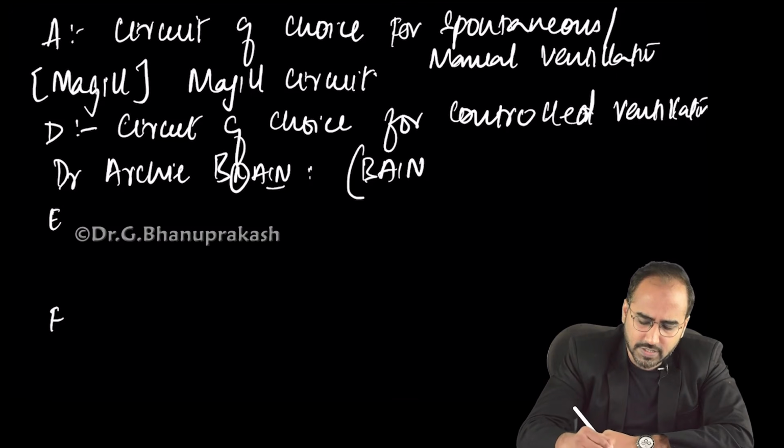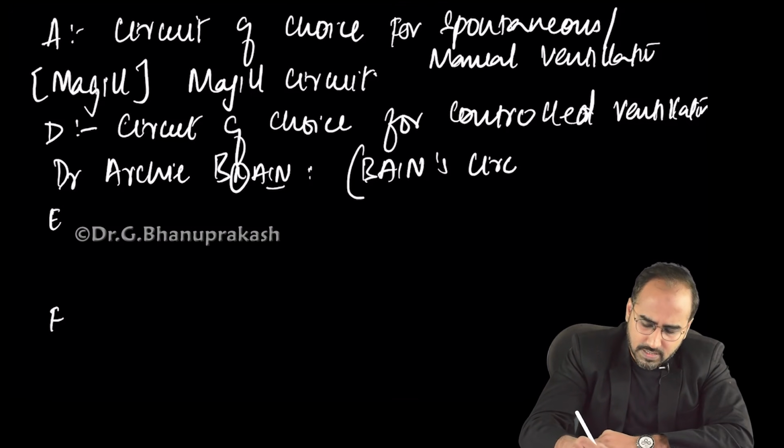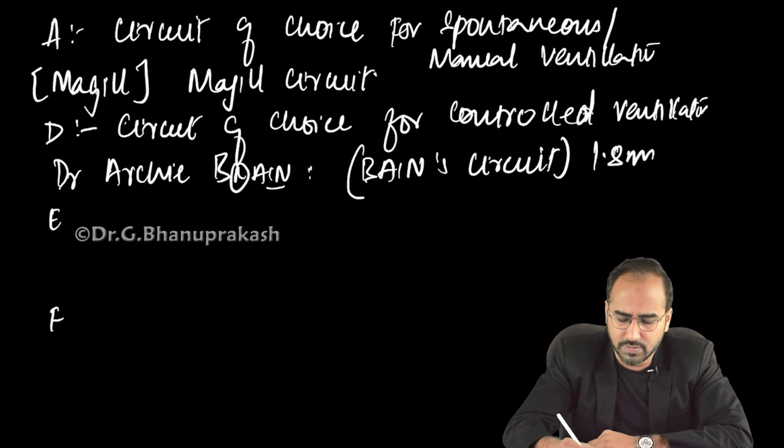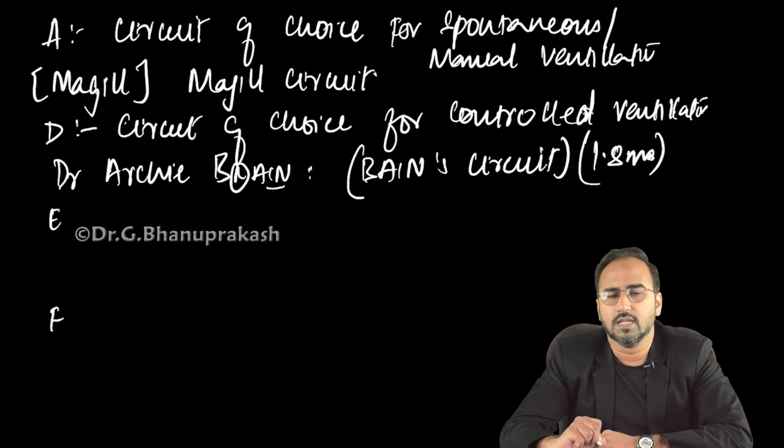This Mapleson D circuit is also called what circuit? Bain's circuit. The length of this Bain circuit is 1.8 meters. It is the most lengthy circuit, guys. The length of this circuit is 1.8 meters.